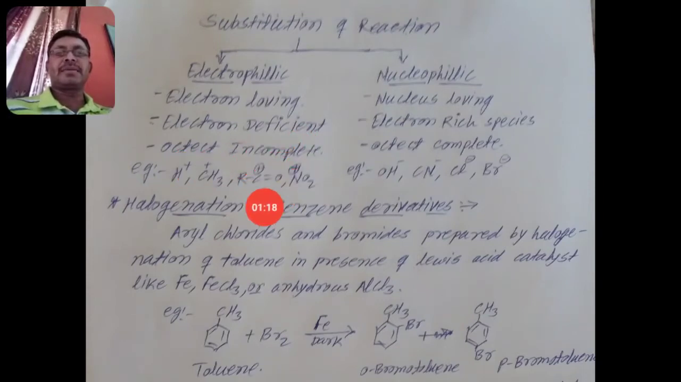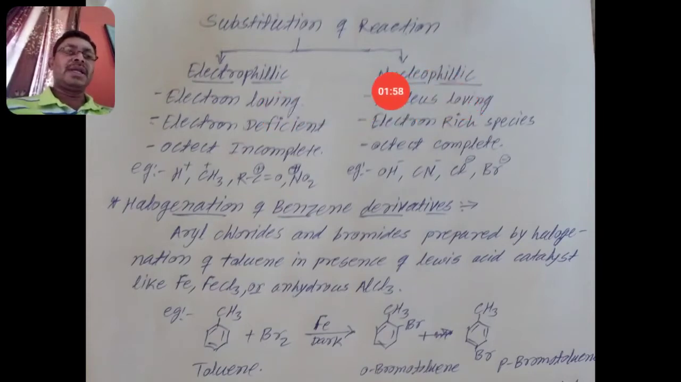species is incomplete. For example, H positive ion, CH3 positive ion, or NO2 positive. That means the positive species are known as electrophiles. The substitution by these positive species is known as an electrophilic substitution reaction. In this video, we discuss only the electrophilic substitution reactions.